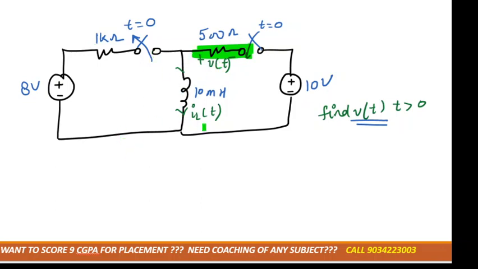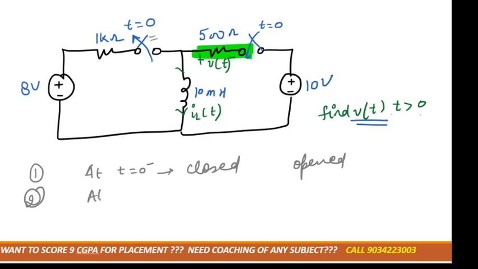Then we can apply the KVL. Like simply, they said at t equal to 0, so at t greater than 0, is this switch opened or closed? Tell me. At t equal to 0 minus, is the switch opened or closed? First tell me about the first switch. At t equal to 0 minus, the first switch is closed and the other switch is opened, right?